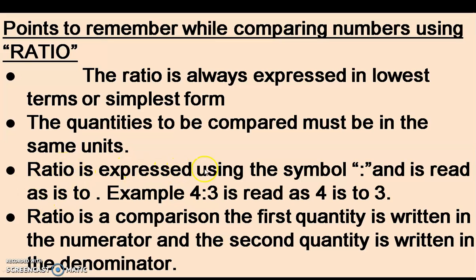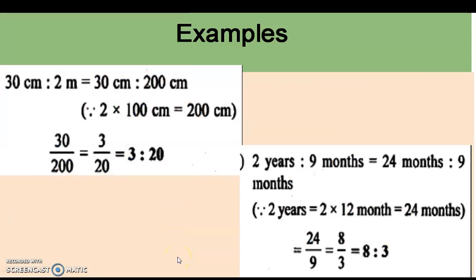Ratio is expressed using the symbol "is to" or a colon and is read as "is to". For example, 4:3 is read as 4 is to 3. Now ratio is a comparison, so the first quantity is written in the numerator and the second quantity is written in the denominator. Let's understand this with a few examples.